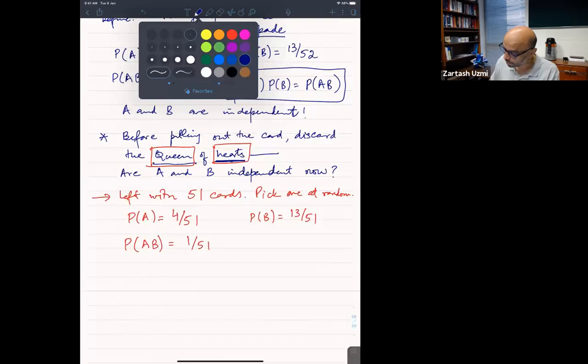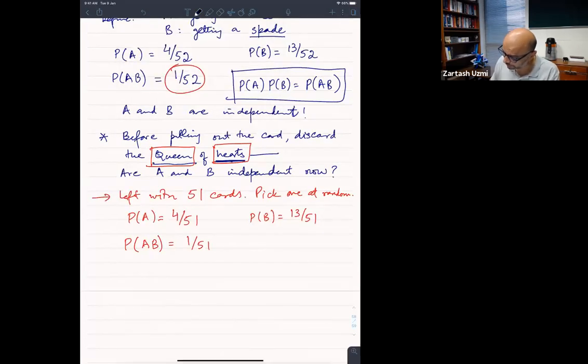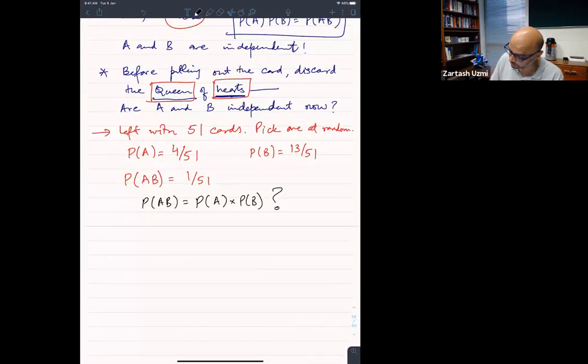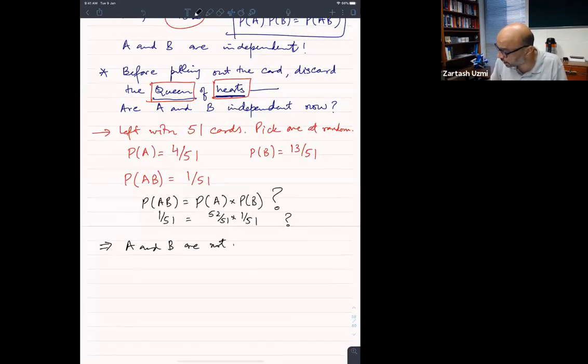Okay. So this is great. Now let's try to find out if probability of A and B is equal to probability of A multiplied by probability of B. Is this true? Yes or no? So basically what I'm asking is whether 1 over 51 is equal to 4 over 51 times 13 over 51. Are these equal? Well, they are not equal, which means A and B are not independent, which means that they are dependent.